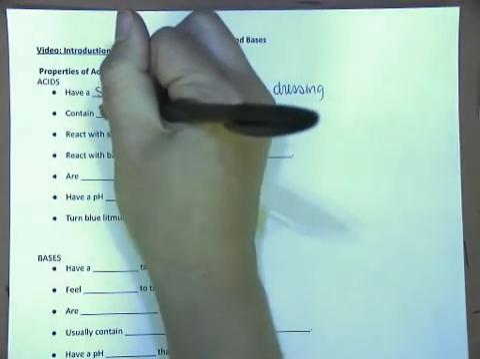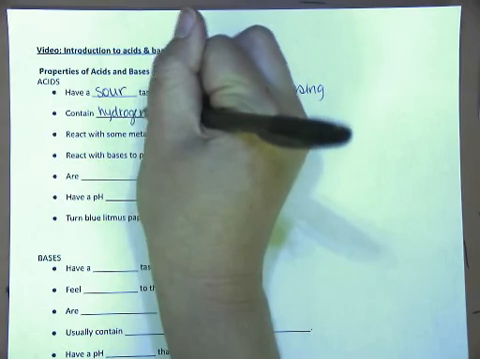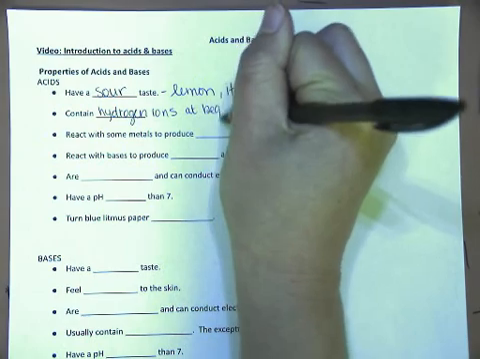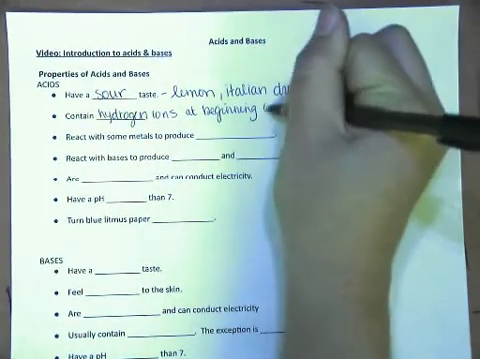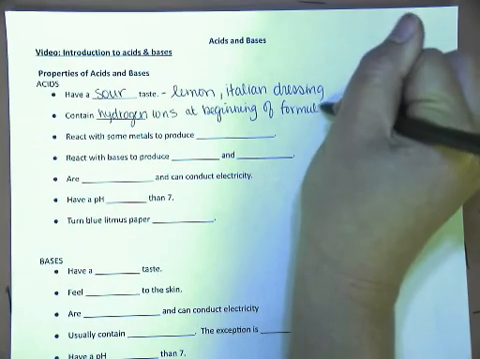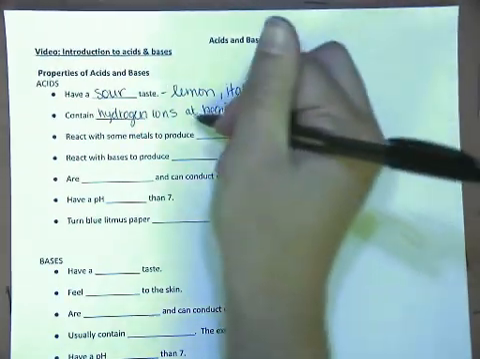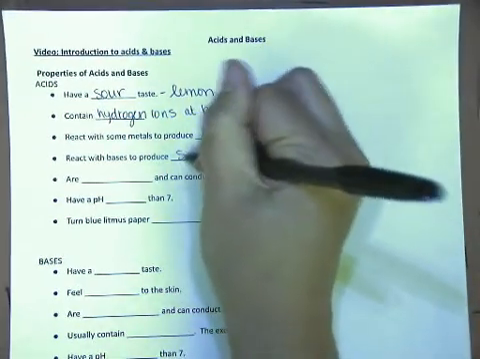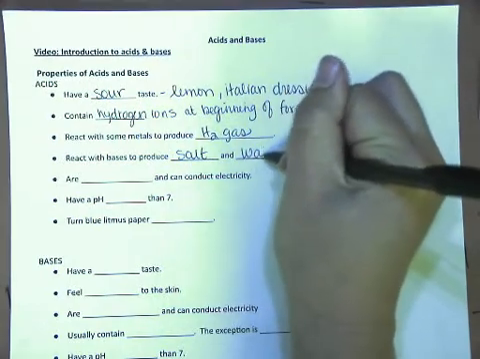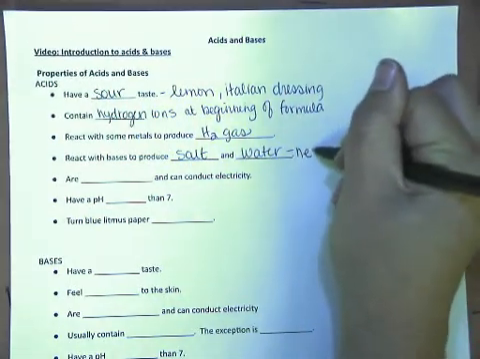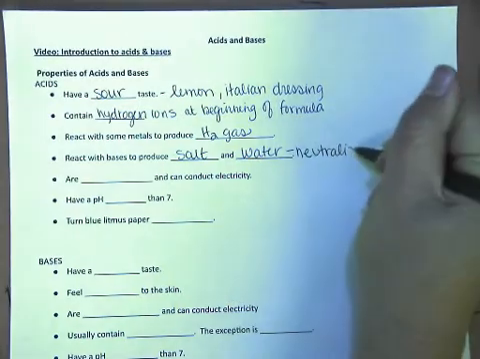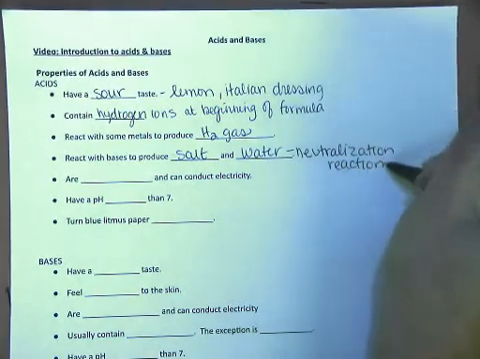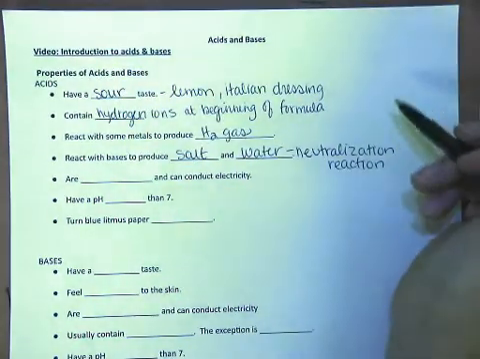Acids contain hydrogen ions at the beginning of a formula. Acids will react with some metals to produce hydrogen gas, and they can react with bases to produce salt and water. This is a neutralization reaction, because you neutralize the base with the acid.